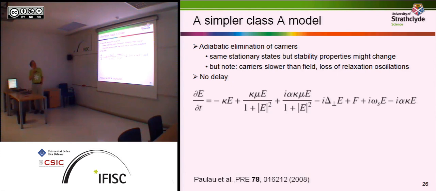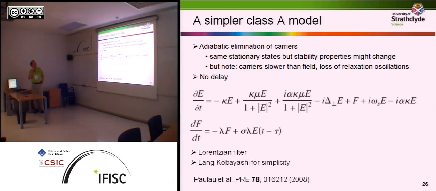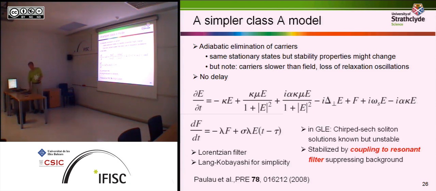In principle you can't do that, but if you want, you can remove the carrier equation, do an adiabatic elimination. As I explained to you, actually the ratio is actually the other way around. It's 10 to the minus 2 and not 100, so there's no justification to do that, but it works. So you can reduce that to a class A laser and add the feedback. Lang-Kobayashi still works, and you can put a Lorentzian single hump filter for simplicity, whatever. So this captures the essentials of the experiment.